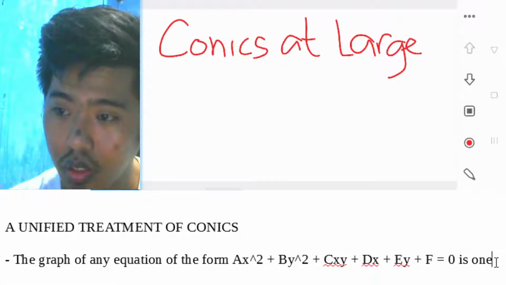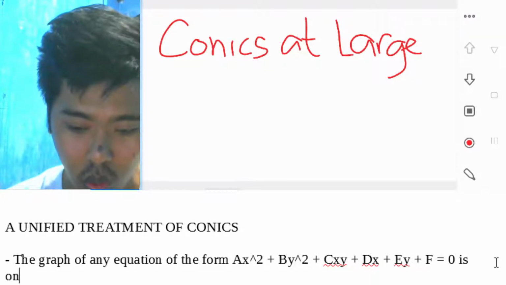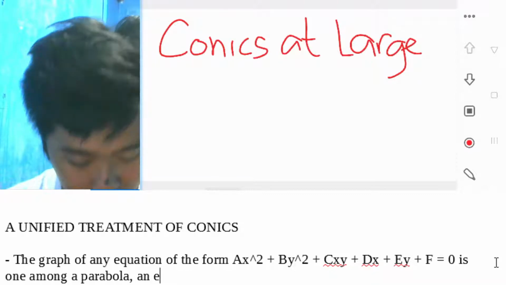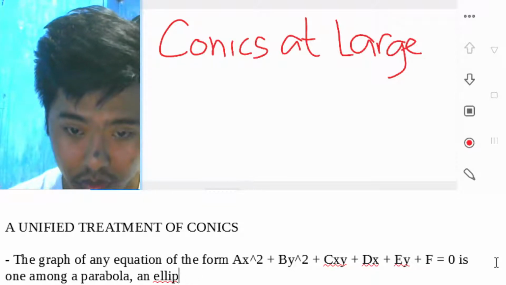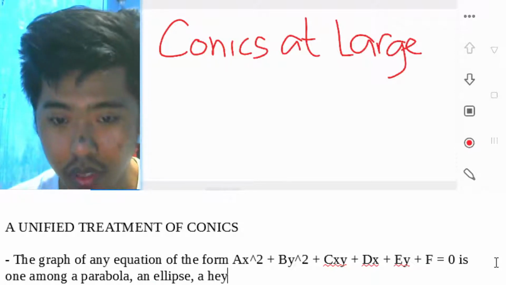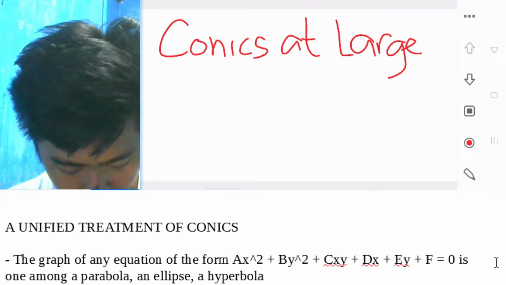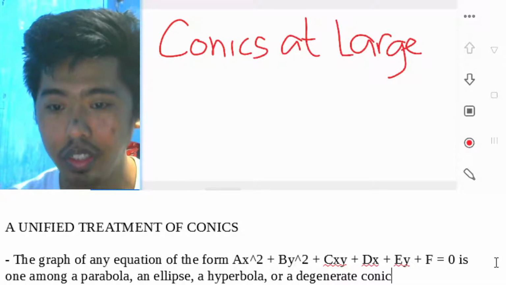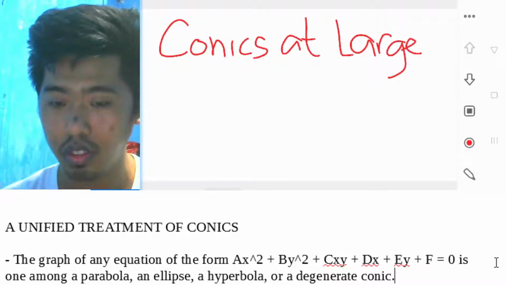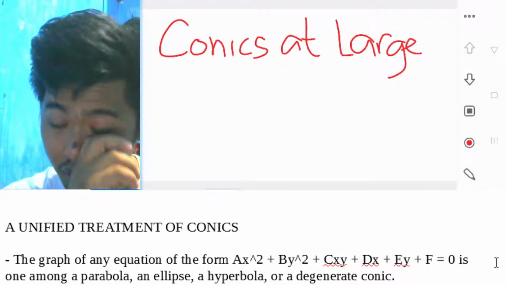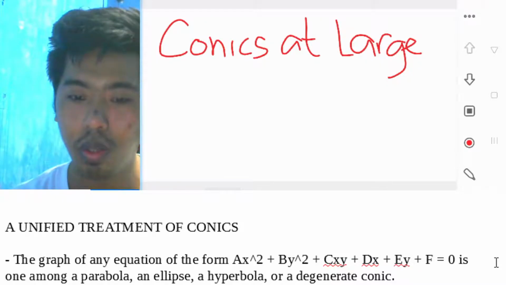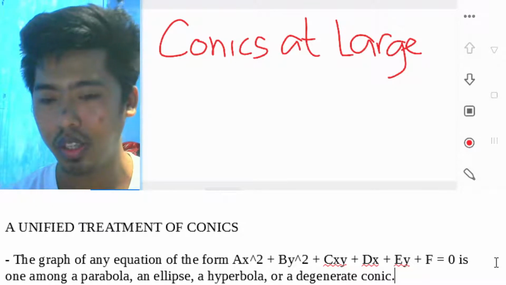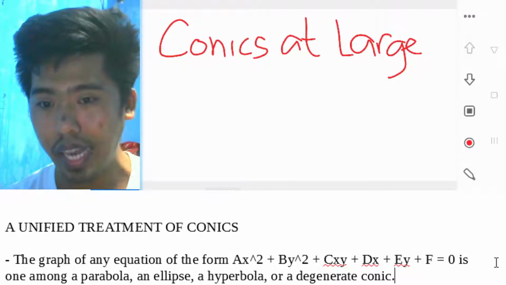This should be is one. Is one among a parabola, an ellipse, a hyperbola, or a degenerate conic. Okay, a degenerate conic is one where we did not create a parabola, an ellipse, or a hyperbola. Degenerate conic, for example, a line, a straight line, right? So an example is a line, right?